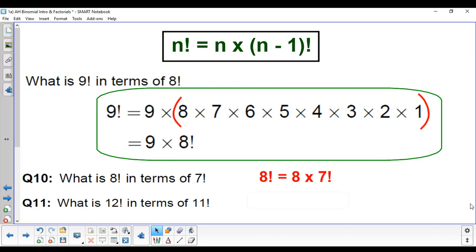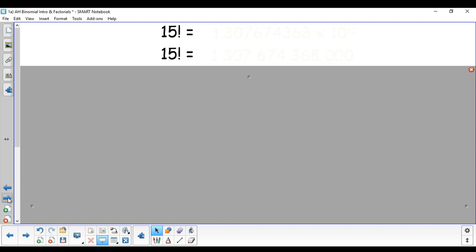Is that what you came up with? How would you do 12 factorial? Is that what you came up with? Okay. Right, let's go to 15.